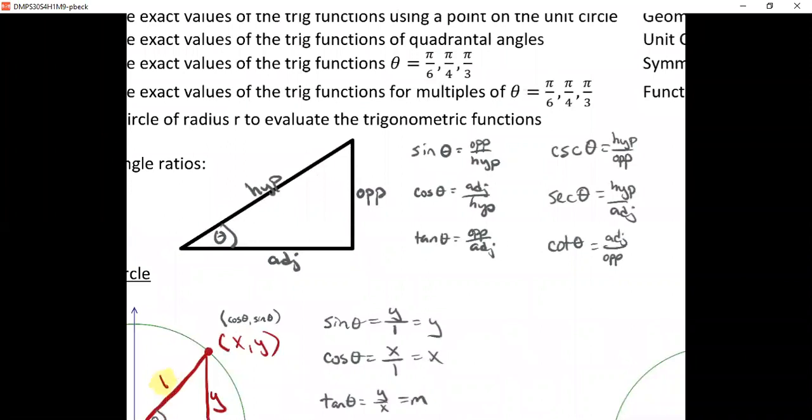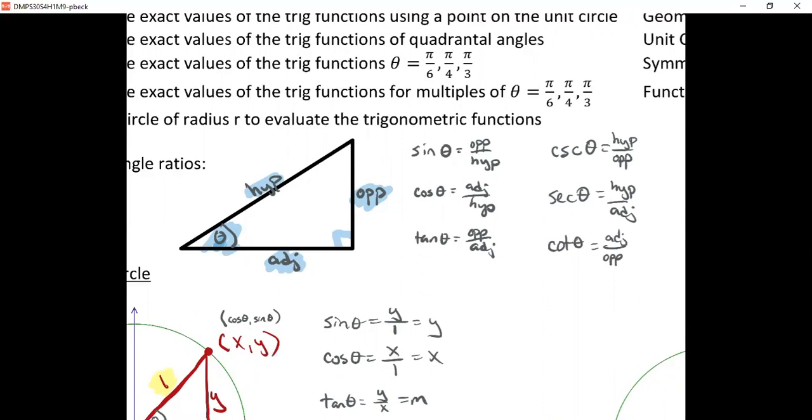I have a certain triangle. Here's my angle, theta. Now, opposite that angle, theta, I have a side that I'm going to call opposite for that reason. Adjacent to the angle, I have adjacent, and then we have the hypotenuse, assuming this is a right triangle.